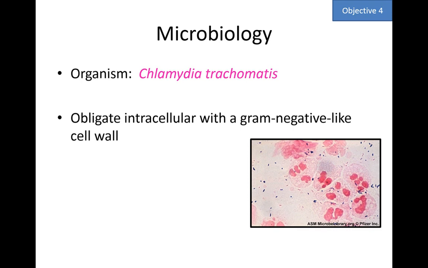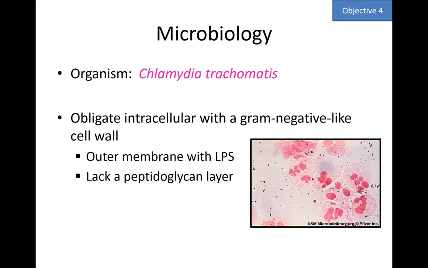So when they're stained on the gram stain, they look more like gram-negative bacteria. They actually used to be mistaken for a virus because they do act like a virus. They can't function on their own. Even though they have an outer membrane with LPS, like gram-negative bacteria, they do lack the peptidoglycan layer.